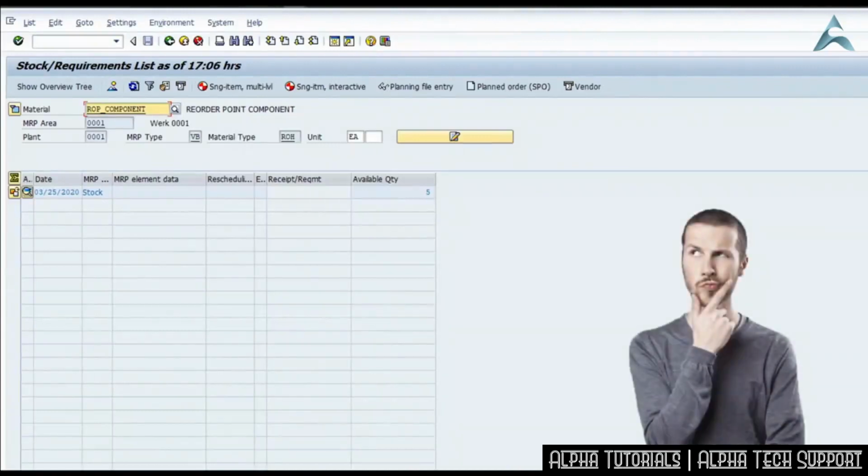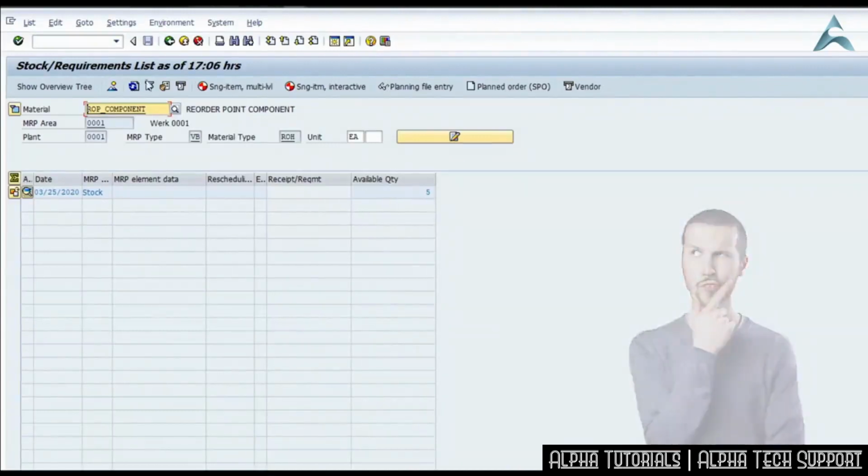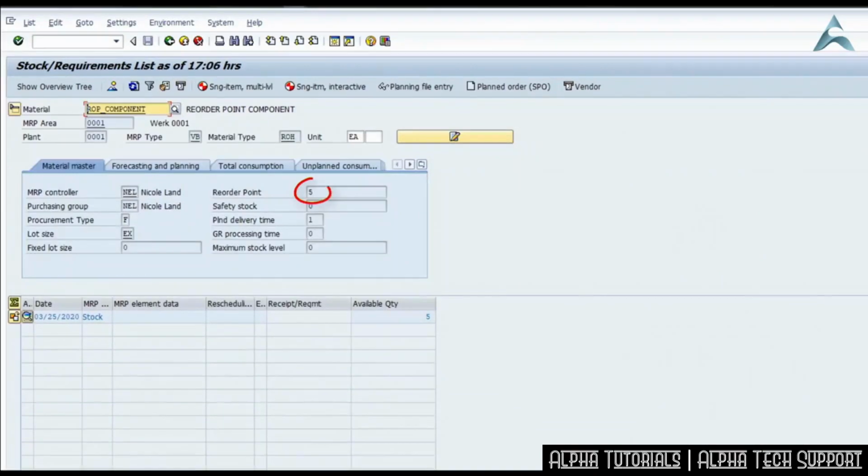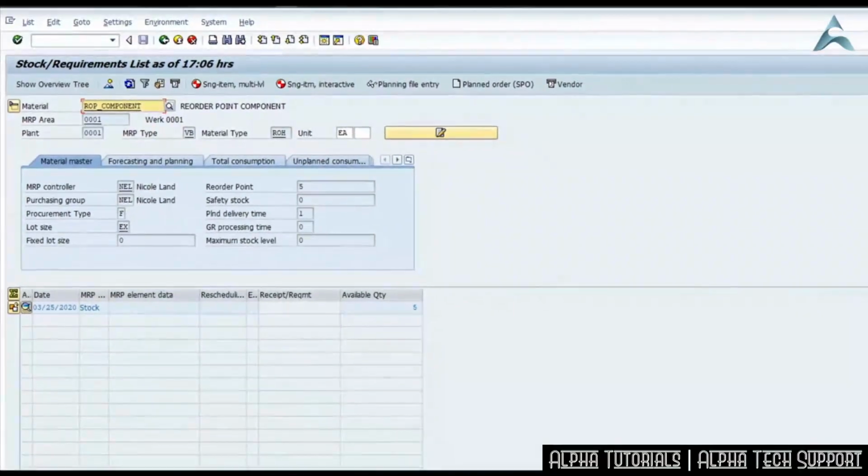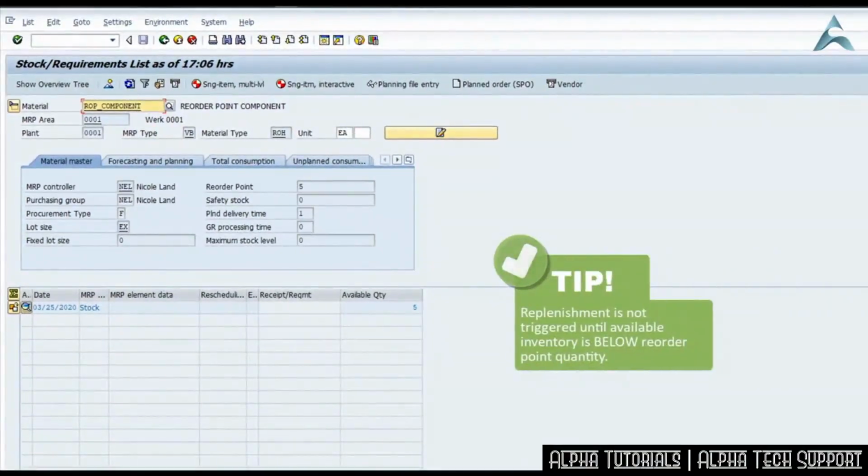Why would the planning engine not have responded? Keeping in mind that our reorder point is 5 and our current inventory is 5, the planning engine would not respond until the available inventory dropped below the reorder point quantity. So at this point, we are not below our threshold. We are at our threshold. So that was an important concept to demonstrate.